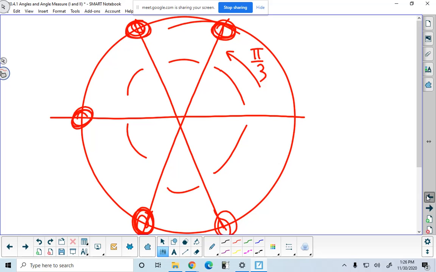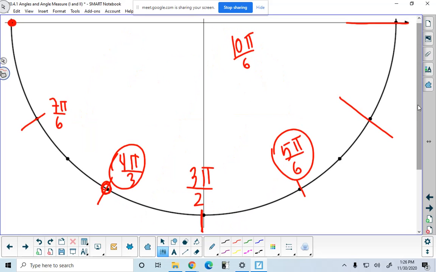So we're almost done here. We still need to worry about this one and this one. So now I have to go back and talk about the chunks that are 45 degrees.